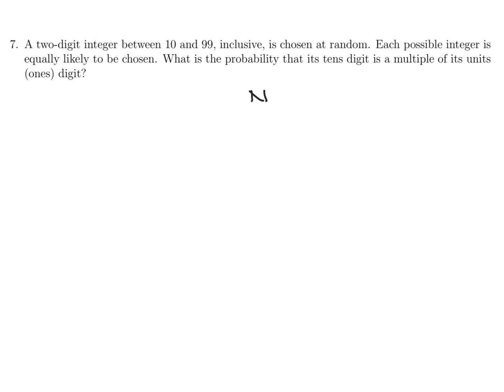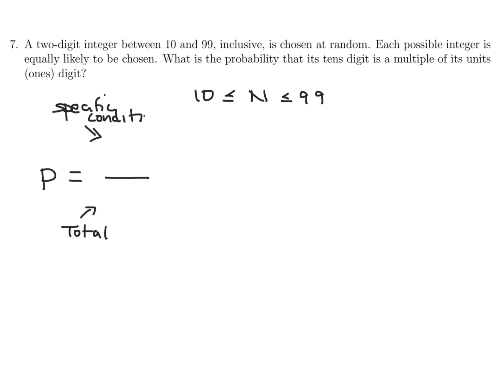So the range is inclusive, so everything from 10 to 99 inclusive. Okay? And the probability, well, most probability questions are a fraction, the numerator and the denominator. The denominator is the total, and the numerator is our specific condition. Now the total number of n's possible between 10 and 99 is 90. So that's what goes here. Now the specific condition, that's what we have to talk about here.